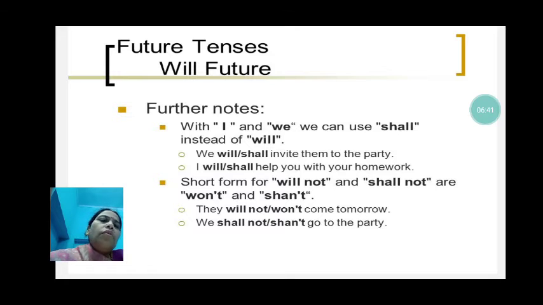Then the short forms for will not and shall not are won't and shan't. So they will not, or they won't come tomorrow. We shall not or we shan't go to the party. So instead of will not we can say won't also. Instead of shall not, shan't also.